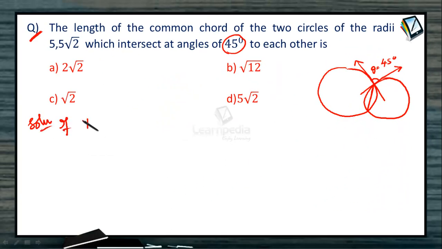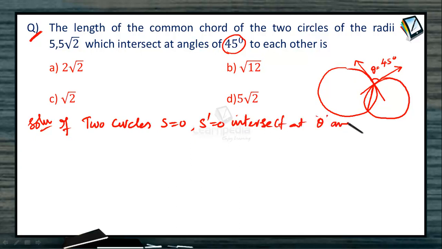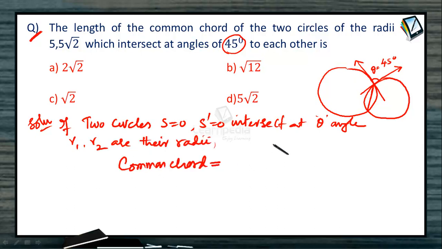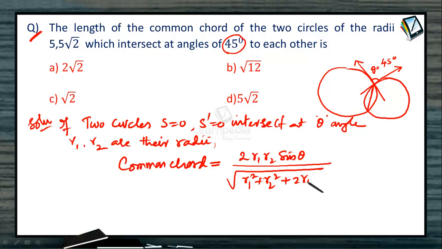That is, if two circles S equal to 0 and S dash equal to 0 intersect at angle theta, and R1, R2 are their radii, then the common chord is given by the formula 2 into R1 and R2 into sine of the inclination, divided by root over R1 square plus R2 square plus 2 into R1 R2 into cos of the inclination. So obviously, if you substitute the values, we will get the length of the common chord.